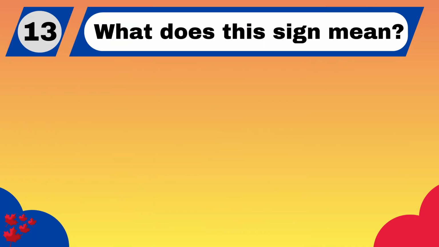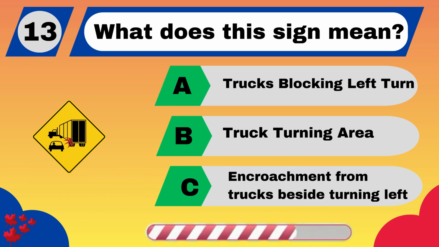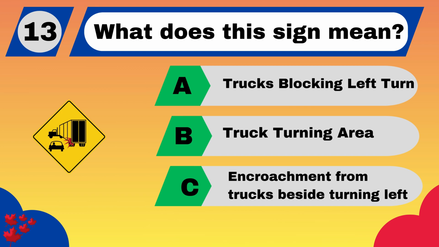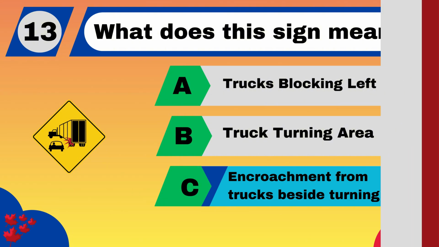Question 13. Can you identify this road sign? A. Trucks blocking left turn. B. Truck turning area. C. Encroachment from trucks beside turning left. Correct. C. This sign warns of trucks encroaching beside a left turn.